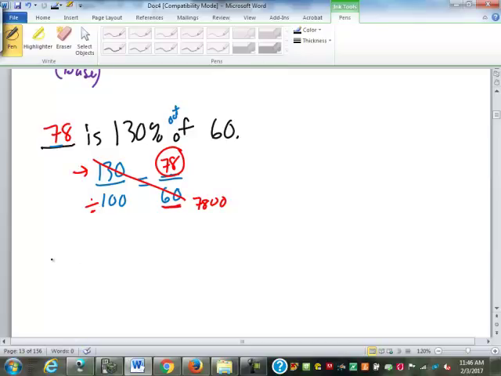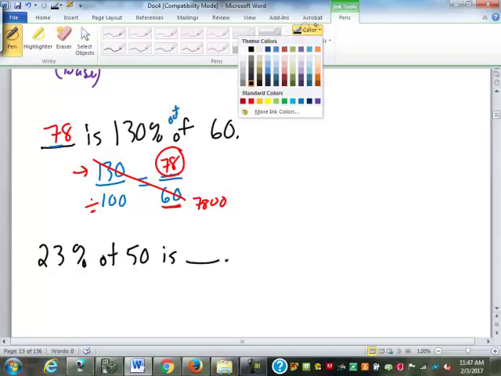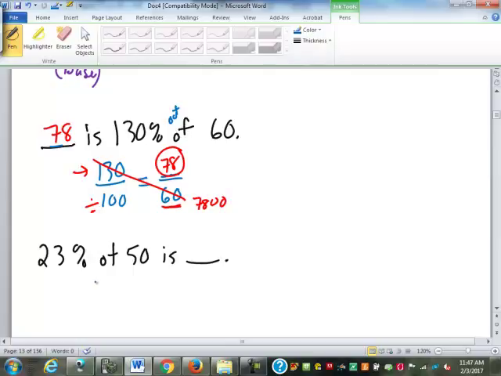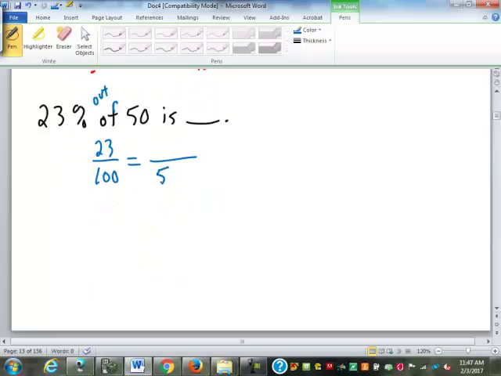We might word this a little differently. We might say 23% of 50 is blank. So here again, we're going to start with our percent. 23% is 23 out of 100. Now the of 50, if we read that as out of 50 again, implies that the 50 goes on bottom. And we once again cross multiply and divide. 23 times 50 is 1,150, divided by 100 is 11.5. So 23% of 50 is 11.5.